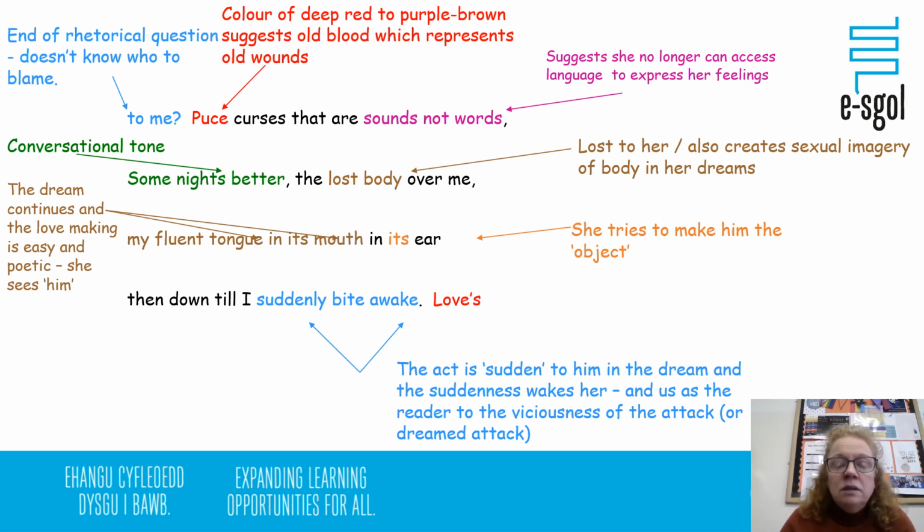Suddenly I bite awake. The bite is quite a violent image there as well. So the act is sudden in the dream, the suddenness wakes her, and then the viciousness of the attack suggests that it's a violent, remembered incident. She's carried away by the dream, and then when she remembers, she bites away. So it's quite violent there as well.